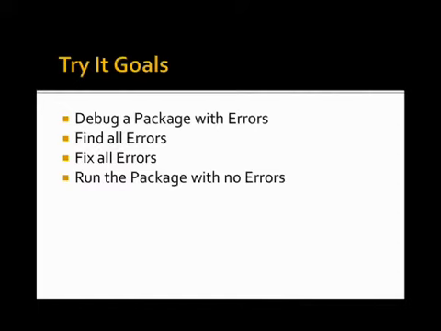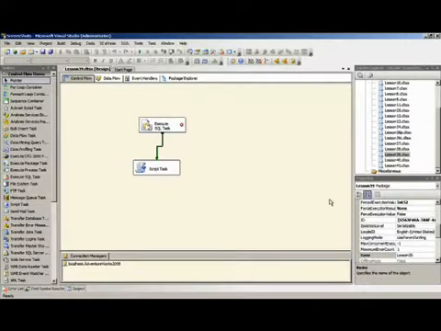In the Try It section, we're going to debug a package with errors. We're going to try to find all of the errors, we're going to fix those errors, and we're going to attempt to run the package with no errors. Here in Visual Studio, I've got Lesson 39 open that has the errors on it.